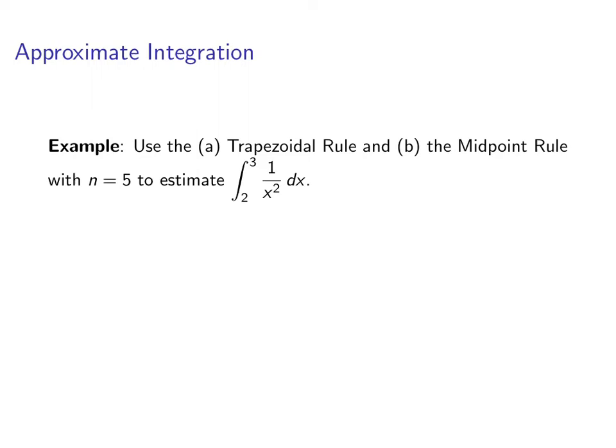Hello, calculus fans. All right, let's try to use the trapezoidal rule and the midpoint rule with n equals 5 to estimate the integral from 2 to 3 of 1 over x squared dx.